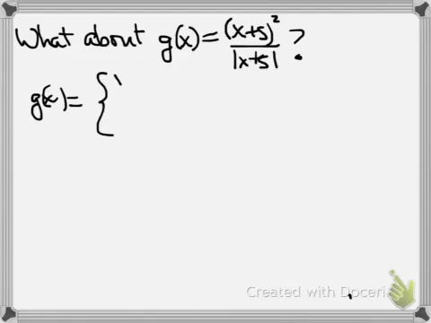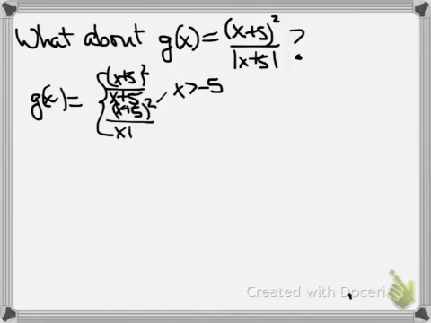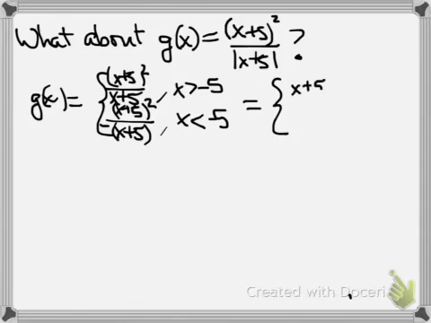So we've got g of x, again following the same pattern. It's (x plus 5) quantity squared over (x plus 5) when x is greater than minus 5. And the other piece of it is (x plus 5) quantity squared over minus (x plus 5) when x is less than minus 5. Well, simplifying here gives us x plus 5 for x greater than minus 5 and minus quantity (x plus 5) for x less than minus 5.